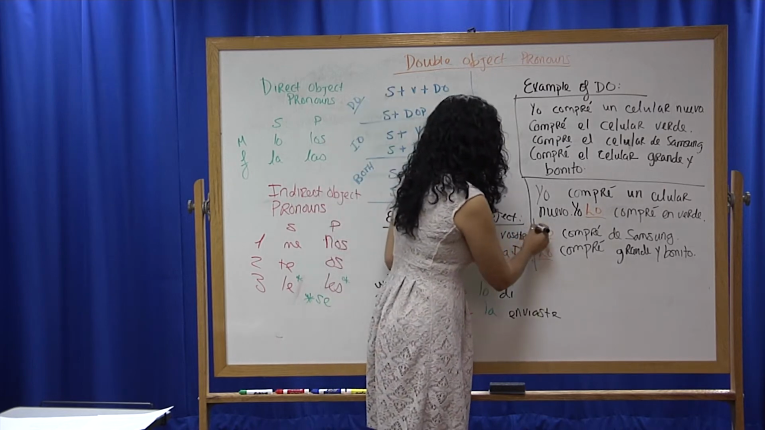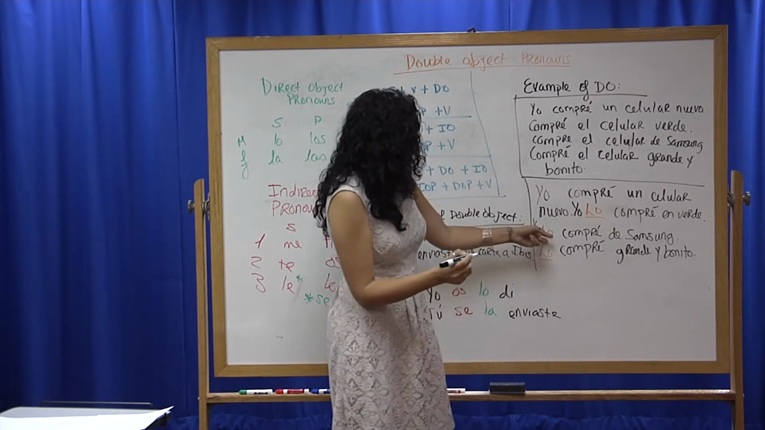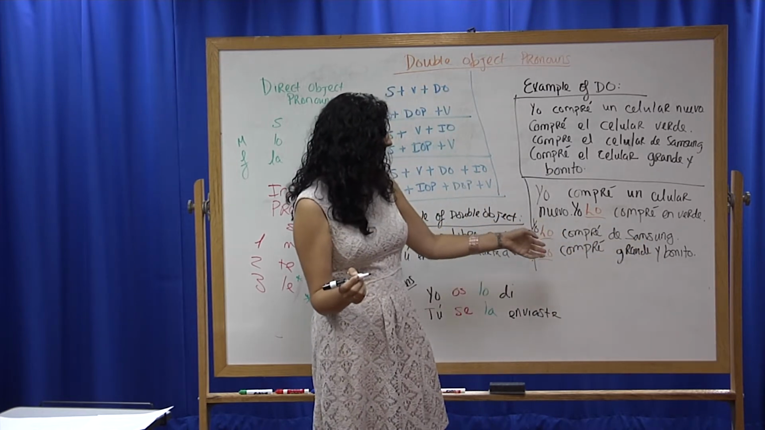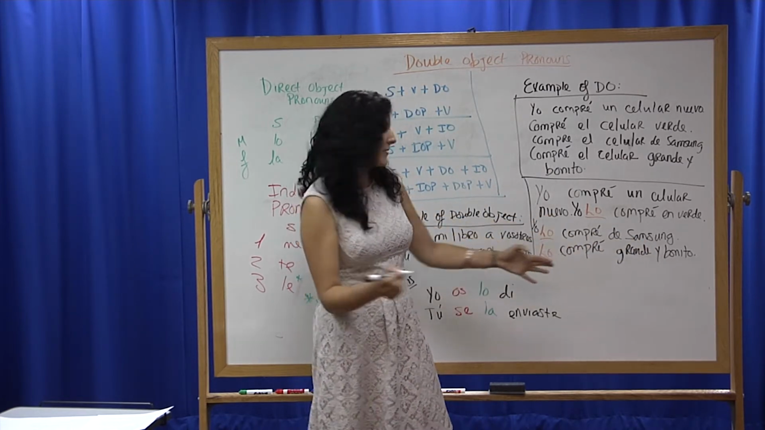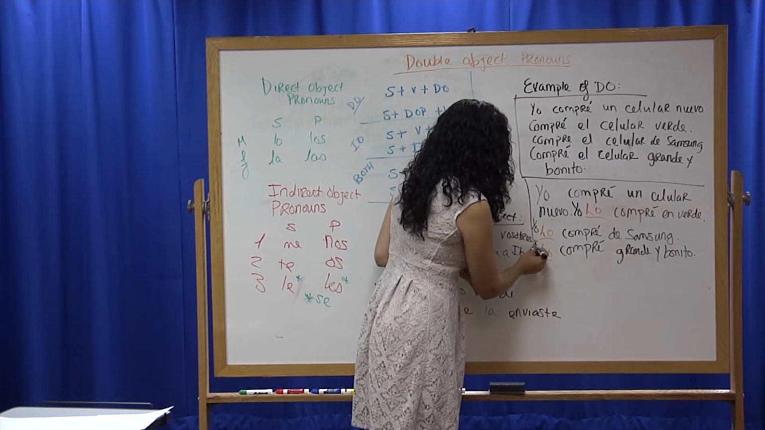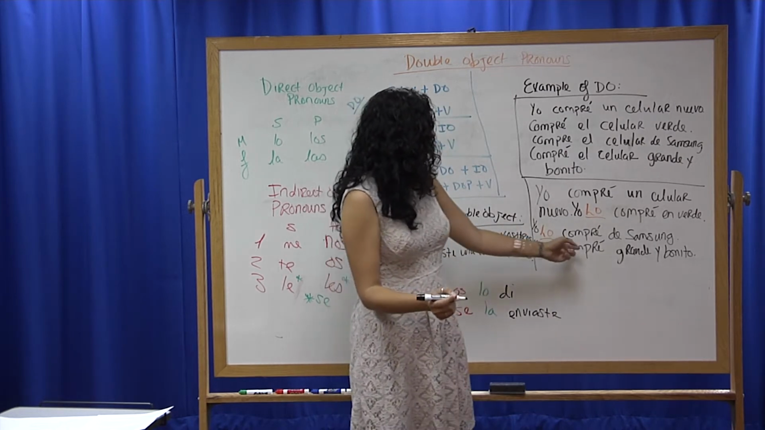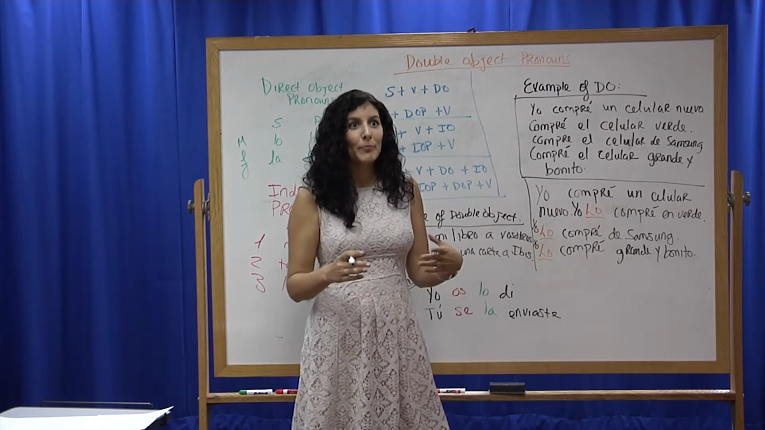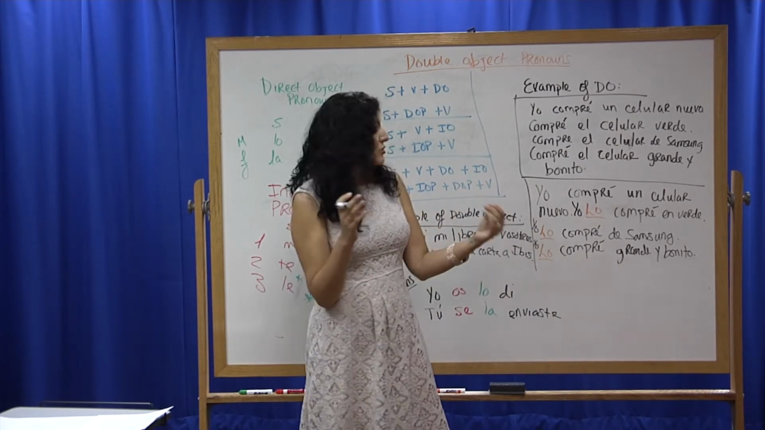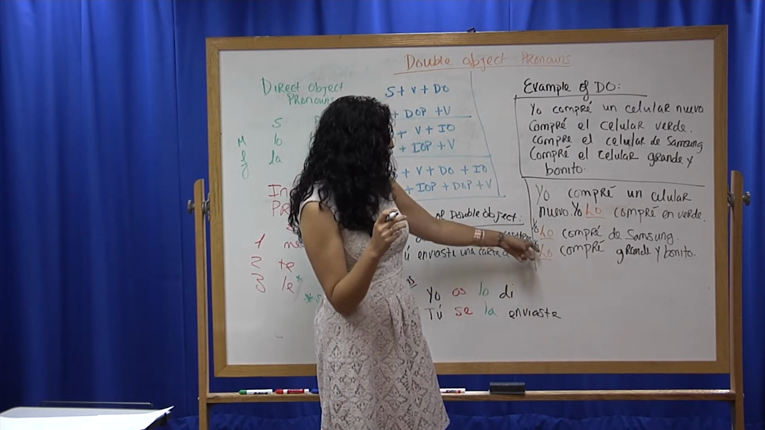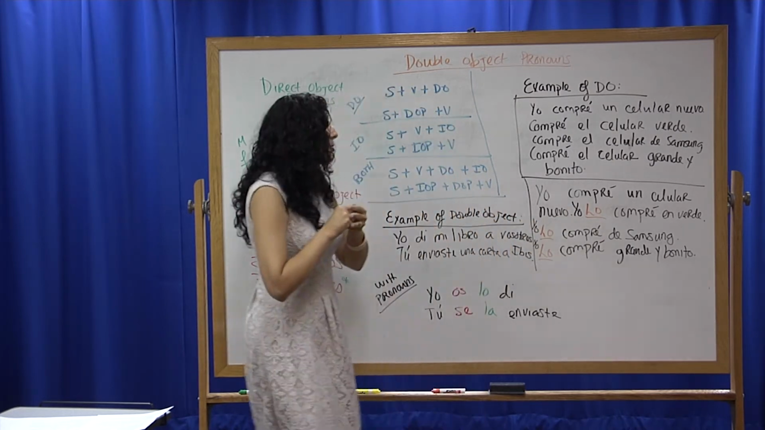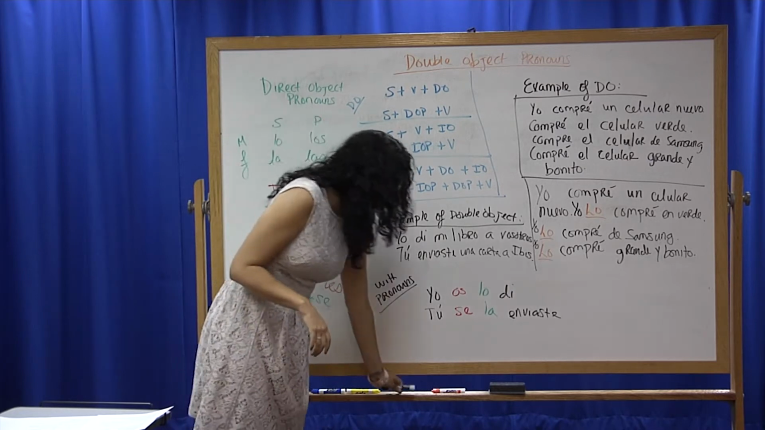Here you would say, right? Yo lo compré de Samsung. It bought of Samsung. Yo lo compré grande y bonito. I bought a big and pretty one, right? But I'm really saying it bought big and pretty. Now that may not make a whole lot of sense in English, but that's how you would literally say it in Spanish.